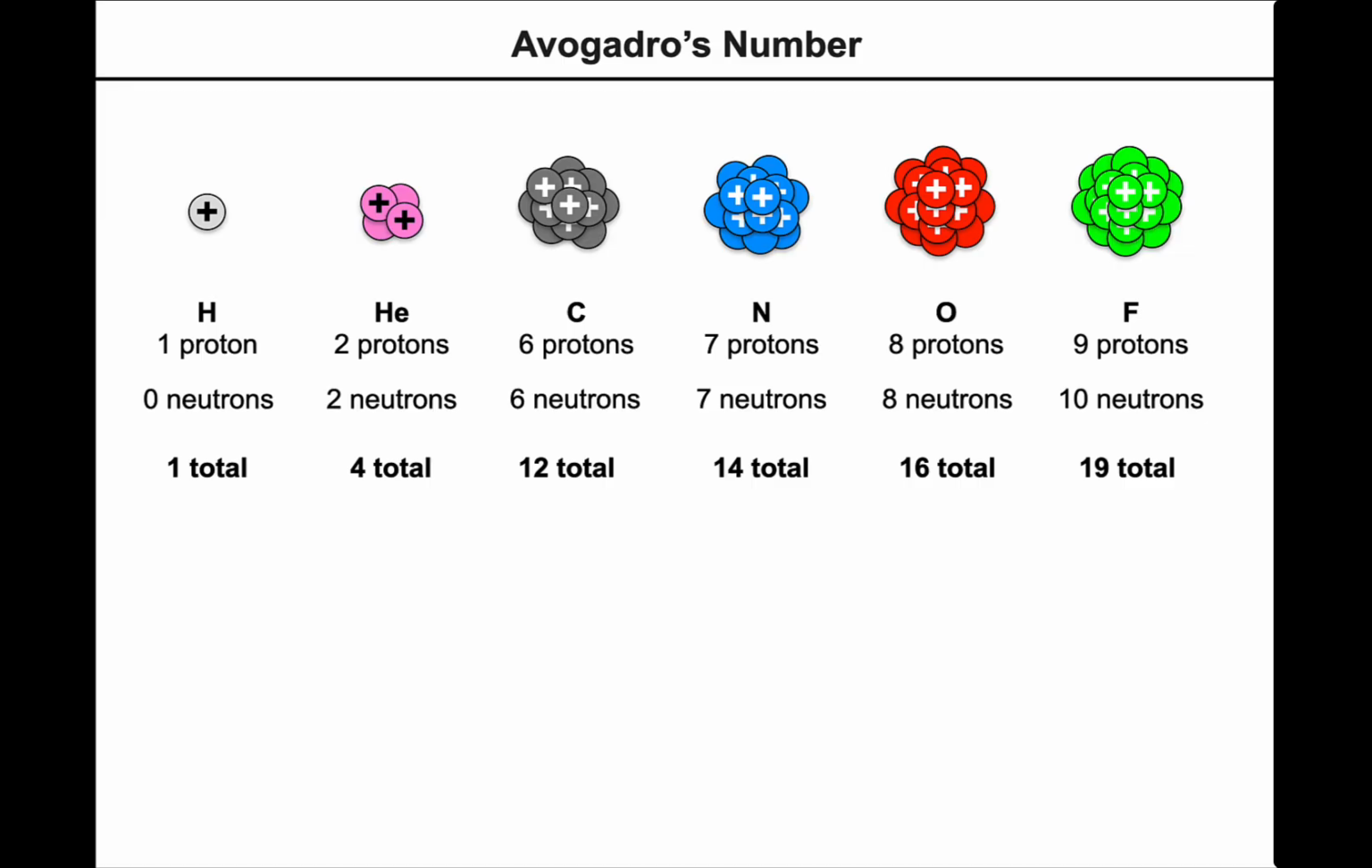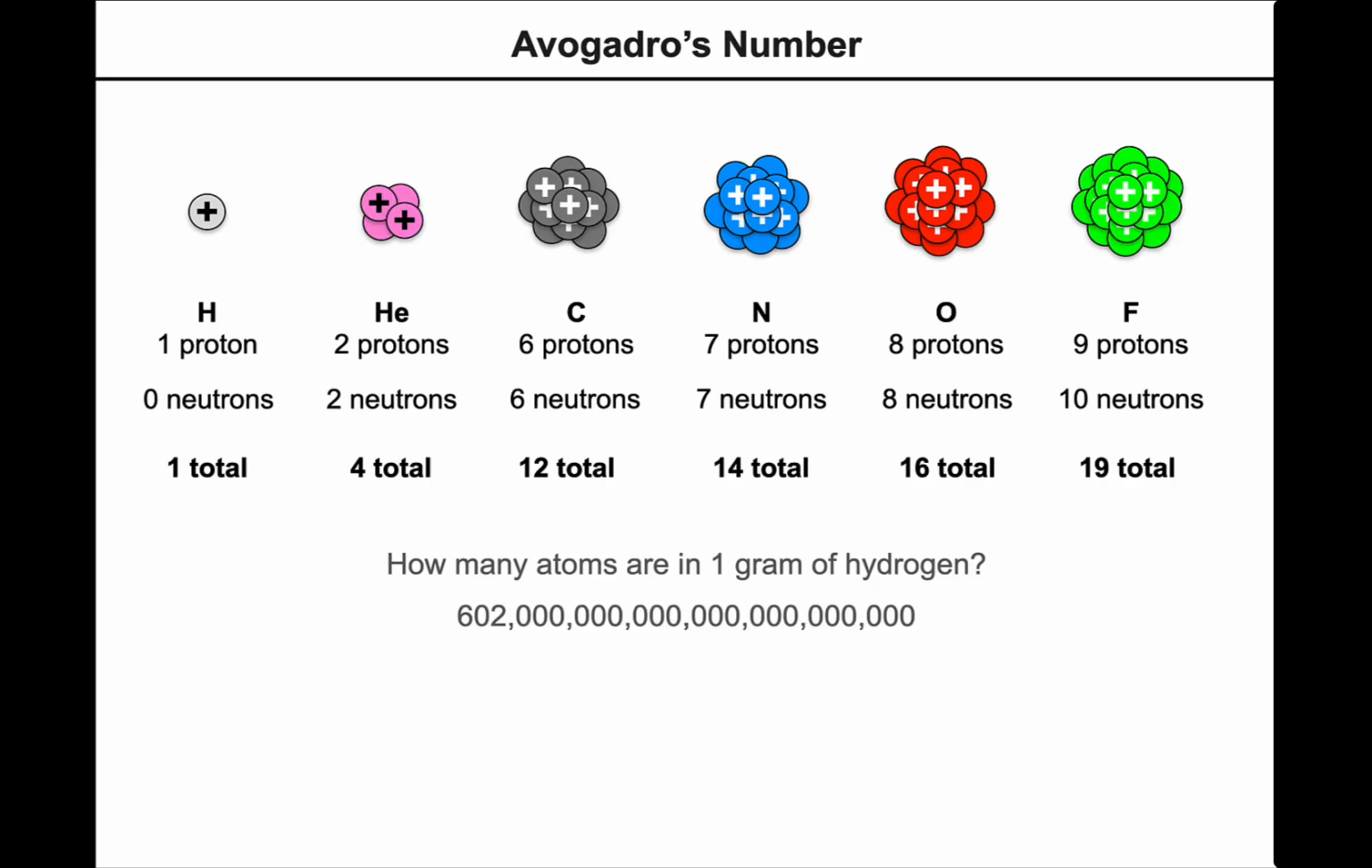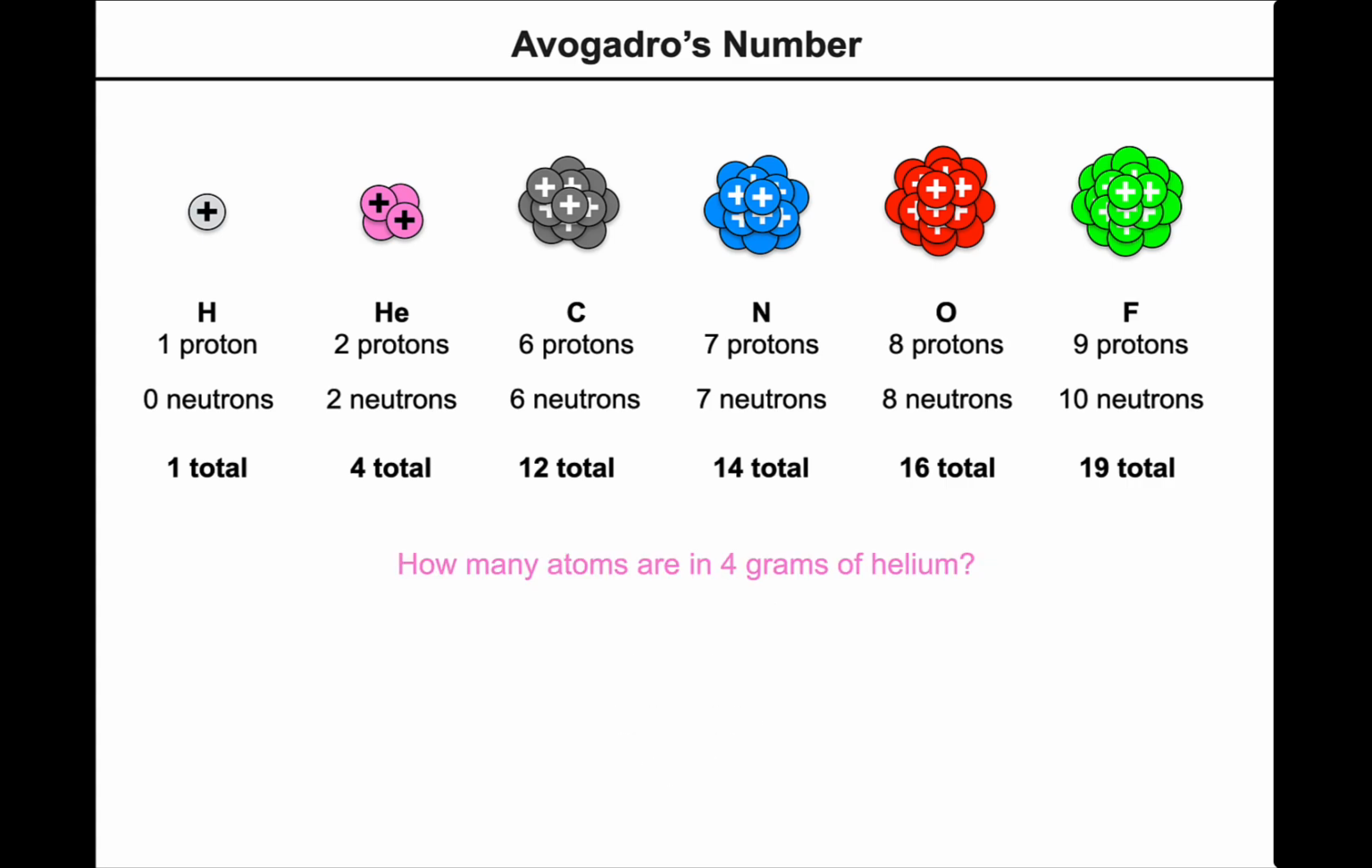Here is a list of our favorite atoms. And here's a question. How many atoms are in 1 gram of hydrogen? Well, you saw that a few times, right? That was the 6 little gray circles. That weighed 1 gram. And each little circle represented 100 sextillion, right? So we have Avogadro's number, 602 sextillion atoms. What if we had 4 grams of helium? How many atoms are in 4 grams of helium? That's also Avogadro's number, 602 sextillion.